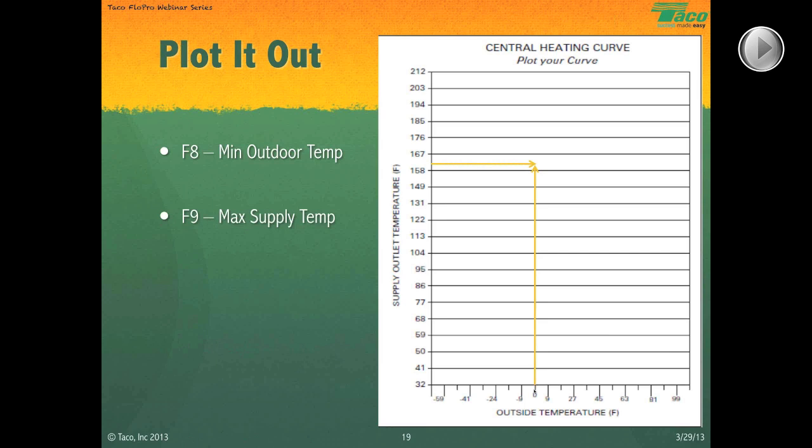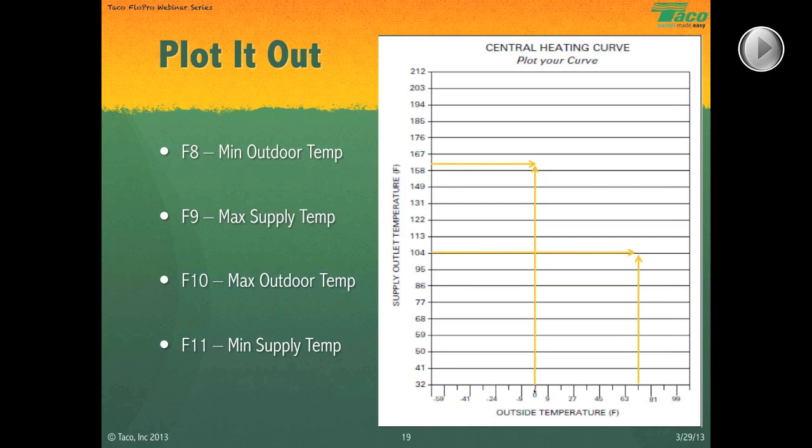And let's say we're setting it up for 160. Okay, so there's your minimum outdoor temperature is 0. Your maximum supply temperature is 160. Next, you set the maximum outdoor temperature, which in this case we'll use 70 degrees, and then your minimum supply temperature, the lowest temperature you want the boiler to fire, in this case we use 104. Right, we program in these numbers.